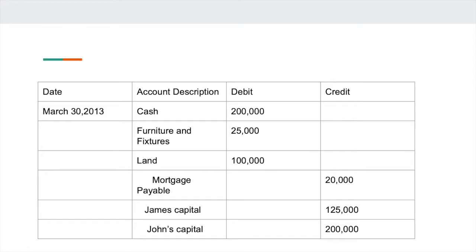So the mortgage payable will be shouldered by the partnership. So we will also include it in the journalizing. The mortgage payable is 20,000, James capital 125, John's capital is 200,000. So that's how we journalize the formation of the contribution or the investments of each partner.